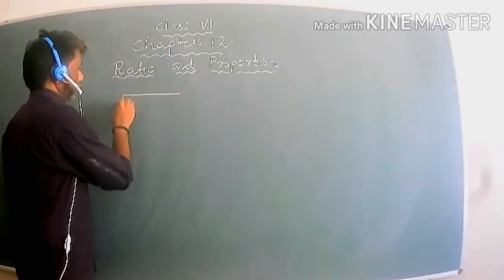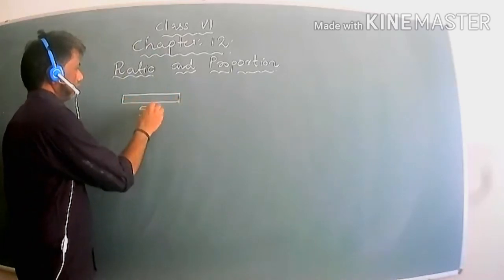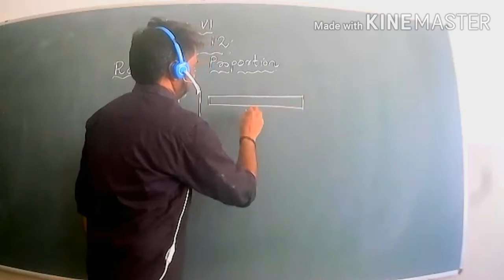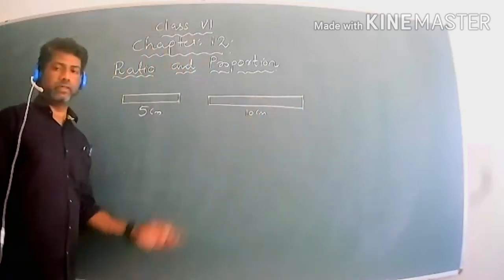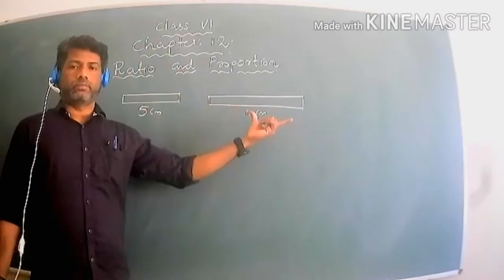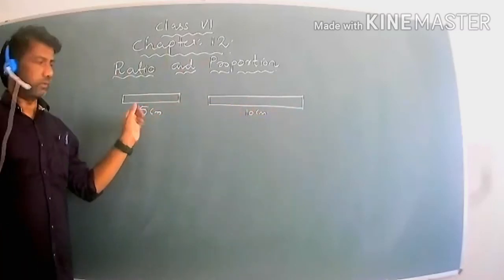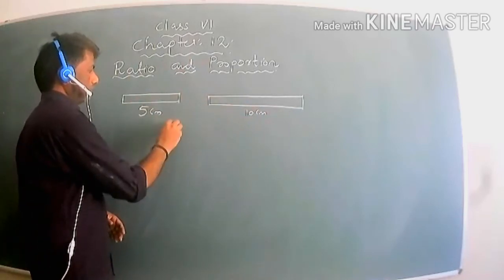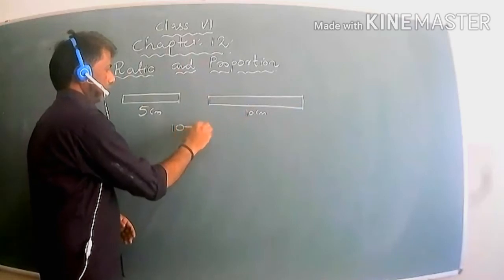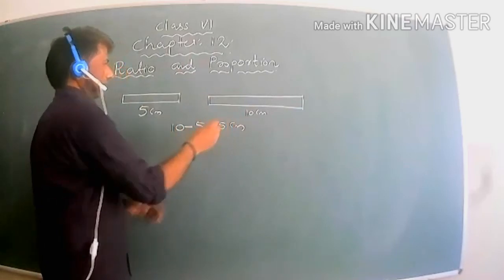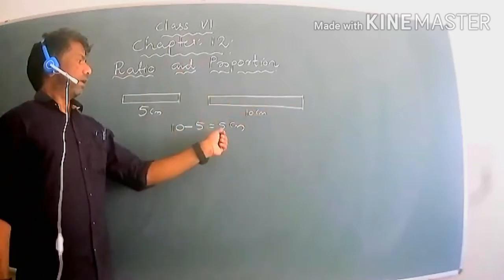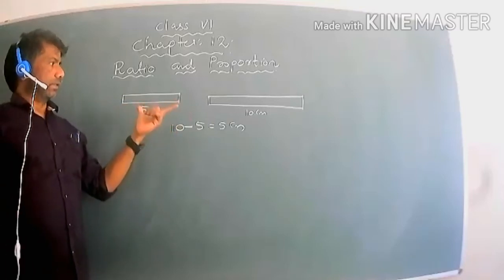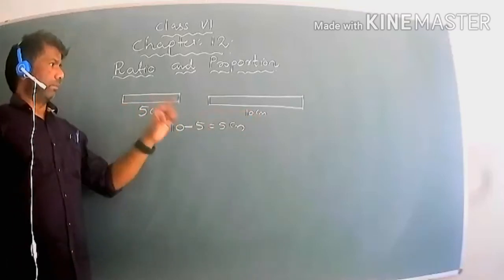Suppose this is a rod of length 5 centimeter. This is a rod of length 10 centimeter. So we can compare the length. This one is longer than the first one. So this is short, this is long. So how much longer? We can compare them by subtracting: 10 minus 5 is equal to 5 centimeter. This second rod is 5 centimeter longer than the first one. So by subtracting this, we can compare.